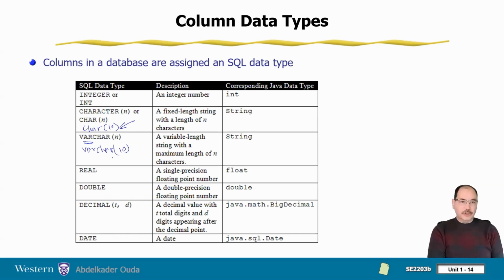That means it's up to 10. But if we have less than 10, then this lesser number is going to be reserved in the database. This is the main difference between char and varchar.